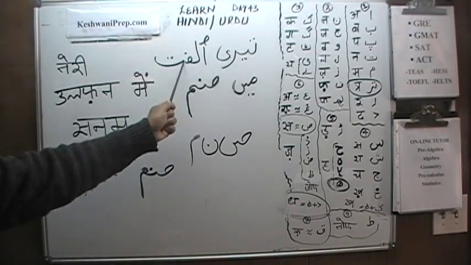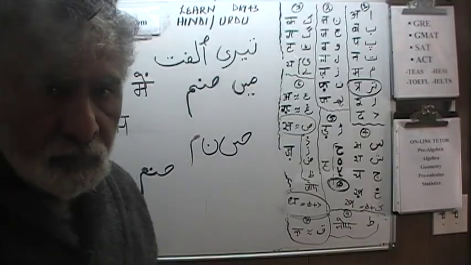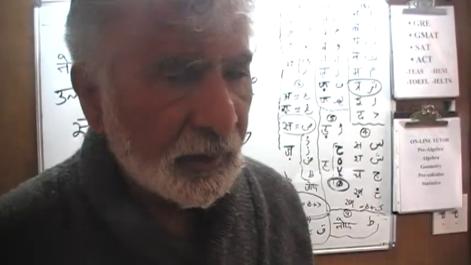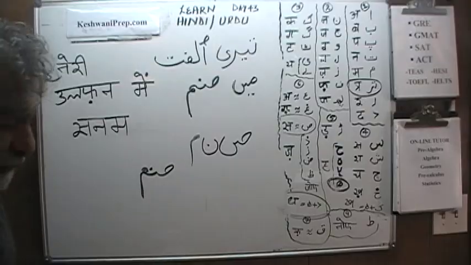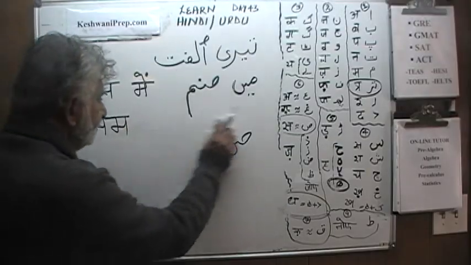Sanam is a lover. Ulfat also means love. So far what it says is that in your love, my darling. Let's look at the next slide. In your love, my darling. Teri Ulfat Mei Sanam.